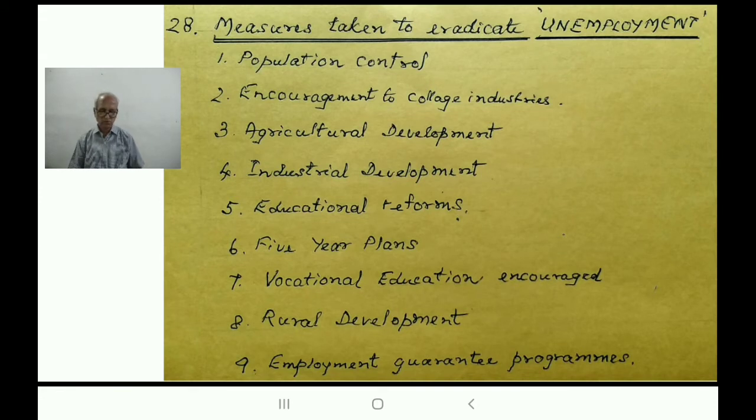The 28th question: which are the measures taken to solve unemployment in India? See how I have given the side caption for that. The question is, which are the measures taken to solve unemployment? Measures taken to eradicate unemployment. What are the steps we have taken?